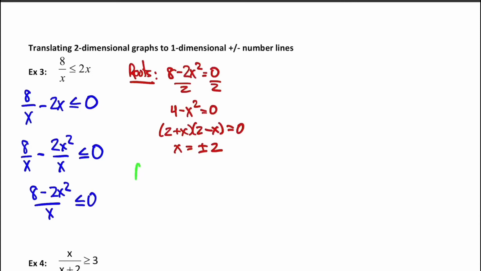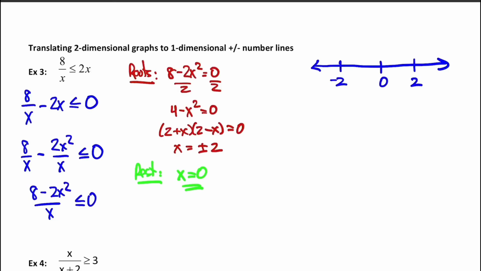My restrictions, denominator equal to 0. Well, again, that's just x equals 0. Good. So now I need to do a number line. My number line is going to have 3 values on it. It's going to have negative 2. It's going to have 0. It's going to have positive 2.